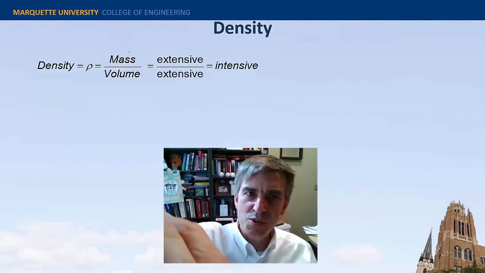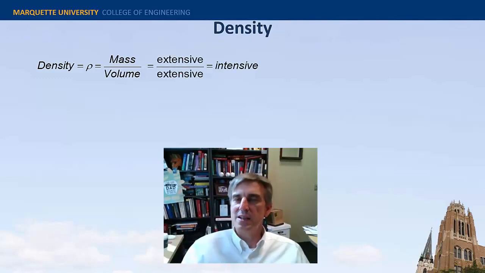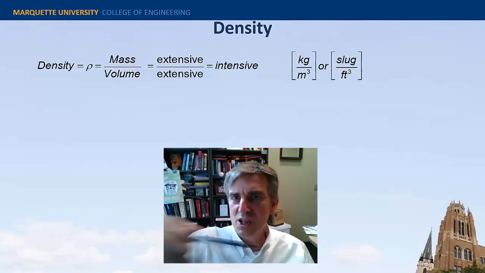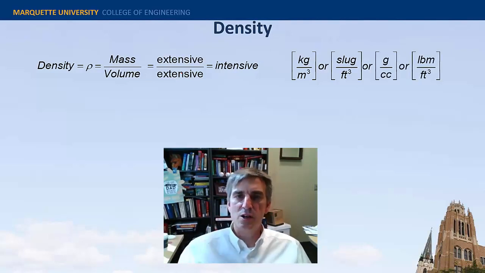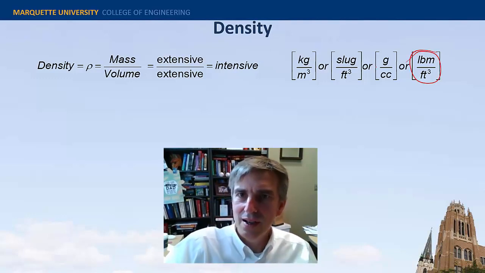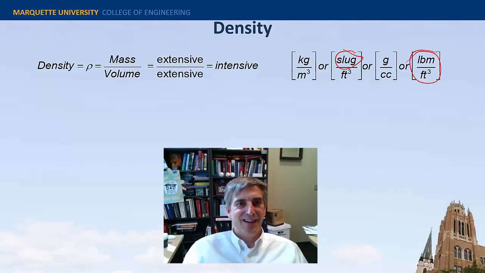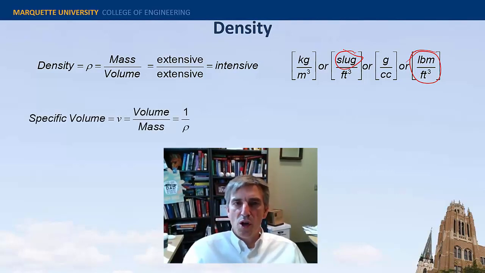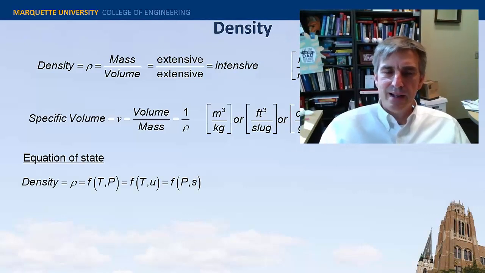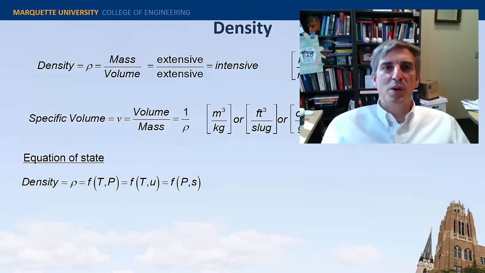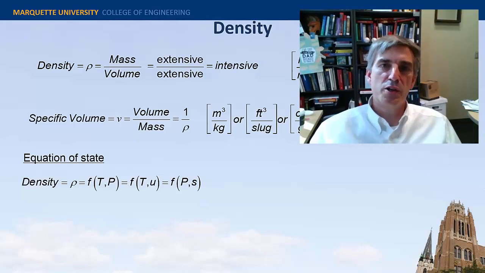So density, which is mass over volume, is an extensive over an extensive property, which results in an intensive property. And it has units of like slugs per foot cubed or kilograms per meter cubed, that sort of thing. Grams per cc or pound mass per foot cubed, which I don't necessarily like this one. I love the slug. All right. Specific volume, you know, is 1 over the density, so it only makes sense that its units would just be the inverse of density.